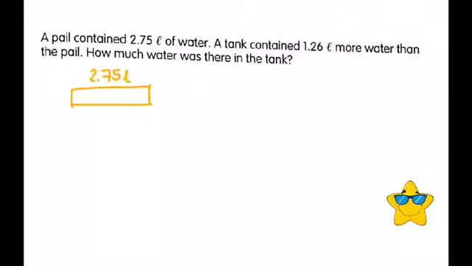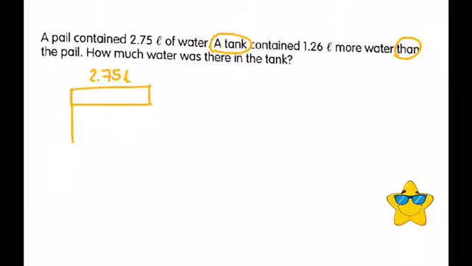Second sentence says, a tank contained 1.26 liters more water than the pail. So apart from the pail, we also have a tank. Do we know how much water is there in the tank? The problem did not state it. But we can also see the word than. This tells us that this is a comparing bar. So we will be drawing bars apart.